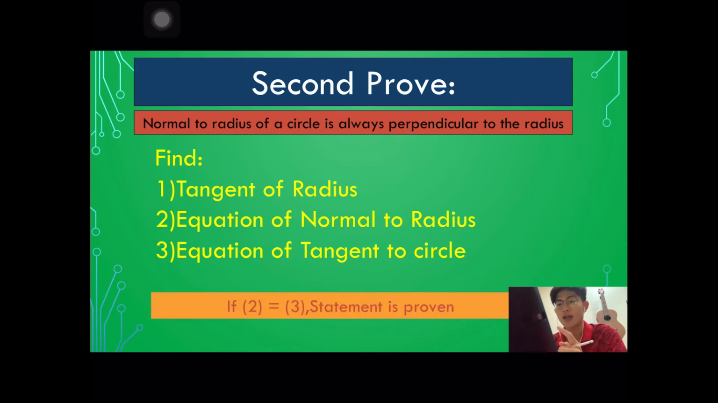If we are able to find that equation of normal to a radius is the same with the equation of tangent to a circle, then we can say that normal to a radius is equal to the tangent of a circle. And please go back to the first thing that we mentioned. Normal to a radius of a circle is always perpendicular to the radius. If we can prove that tangent to a circle is equal to normal to a radius of a circle, then the tangent to a circle is also always perpendicular to the radius.